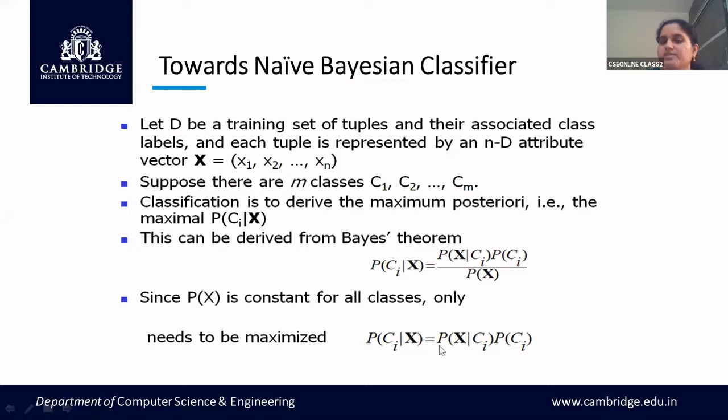If this is nearing 0, it means that the class label is false or no. If the value that you have got is nearing 1, it means that the class label is yes or true. I hope you are able to follow.